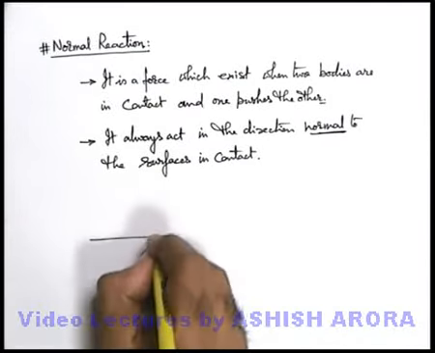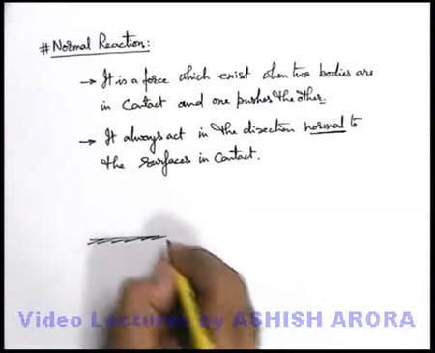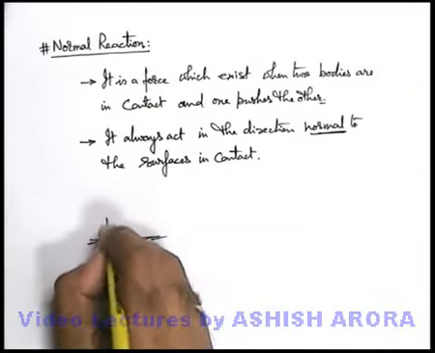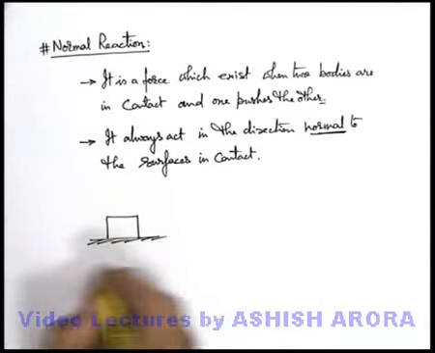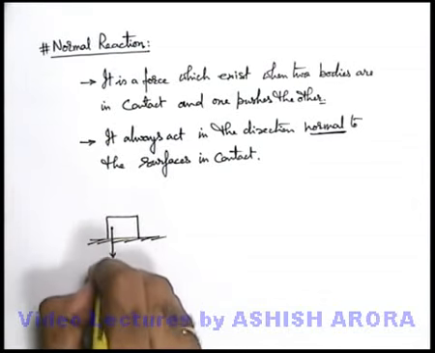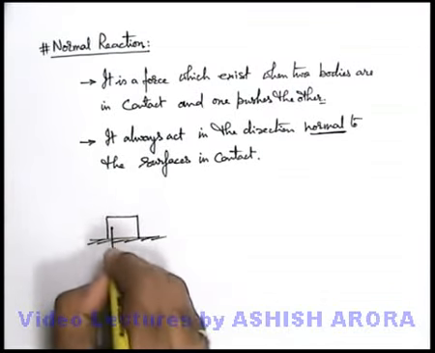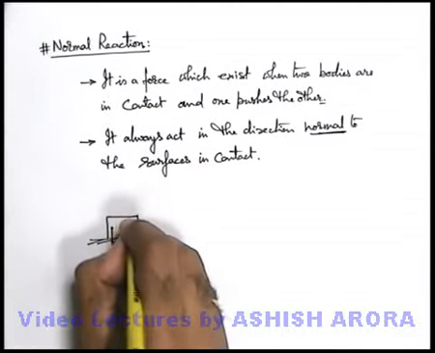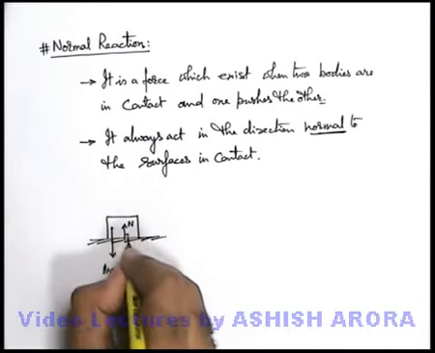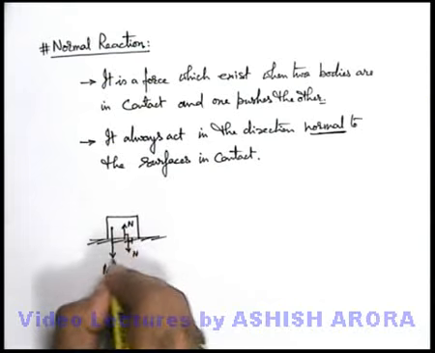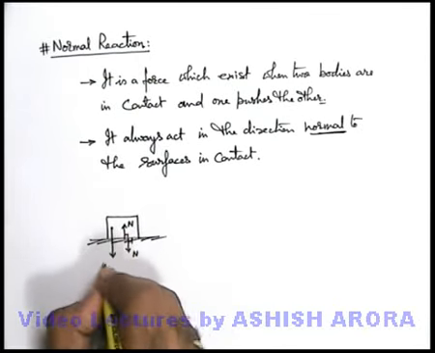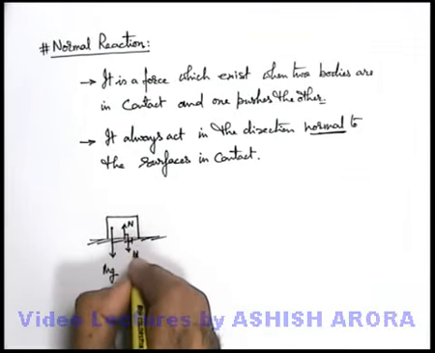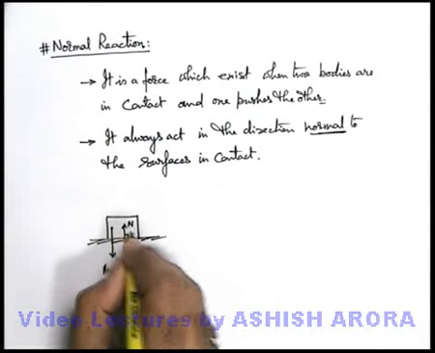Like for a simple application, we can directly state, if on ground a block is placed, it will experience mg in downward direction, and due to mg the block will push the ground with the force N and ground will react with the same force N. So this is the normal reaction which exists only if mg is there. If mg will not be there, the body will not push the ground and ground will not react on the body.